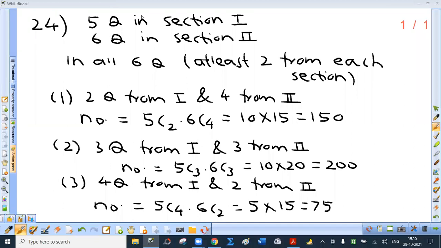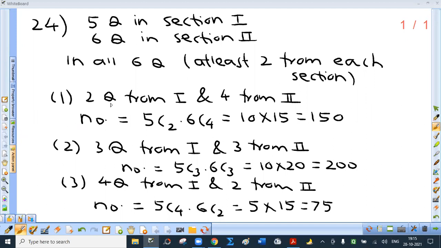24. A question paper has 2 sections, 1 and 2. Section 1 has 5 questions and section 2 has 6 questions. A student must answer at least 2 questions from each section. Among 6 questions he answers. How many different choices does he have in choosing questions? So 5 questions in section 1, 6 in section 2. In all, 6 questions are to be attempted, but condition is at least 2 from each section.